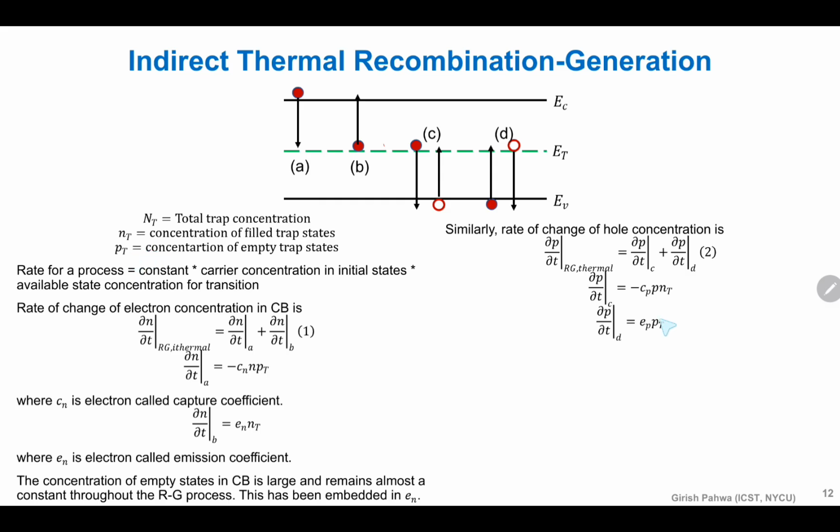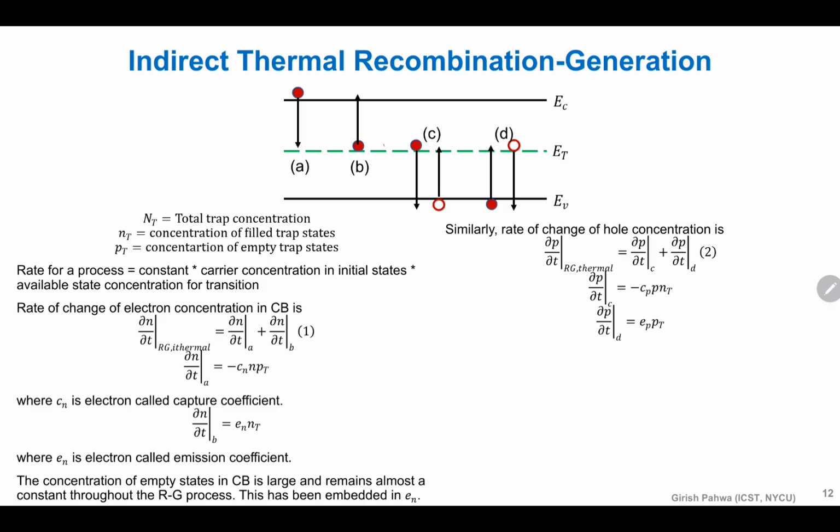So it is proportional to only Pt. It is also proportional to the number of electrons in the valence band, but that is almost constant. Ep is the emission coefficient for holes. So the process is basically emitting the hole from the trap state into the valence band. If an electron is going from here to here, a hole is coming from here to here. That's why it's an emission process, and this process increases the hole concentration here. If an electron goes from here to here, it creates more empty states here, so the hole concentration is increasing. That's why there is a plus sign.